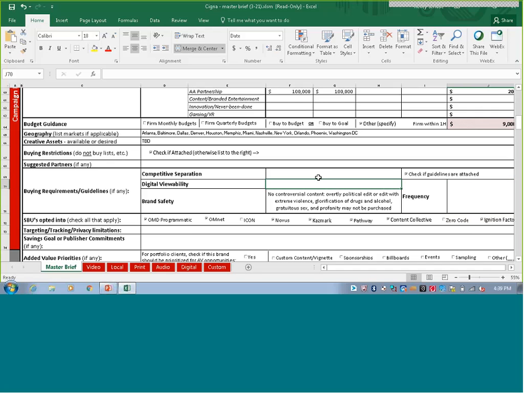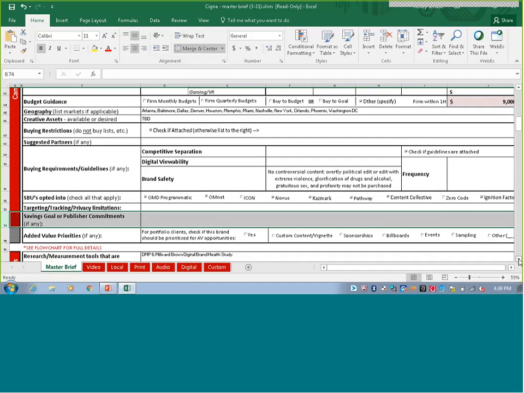Viewability, again, some brands have goals or minimum requirements in this space. Again, if that's an issue for your particular brand, make sure that gets communicated. These are the various SBUs. Any targeting or tracking of privacy limitations, make sure that comes through clearly. Again, savings goals, publisher commitments.